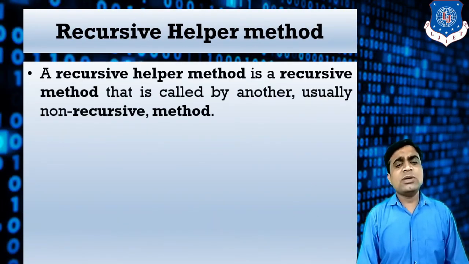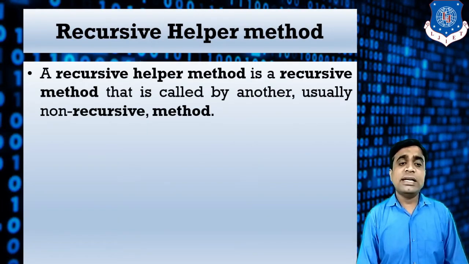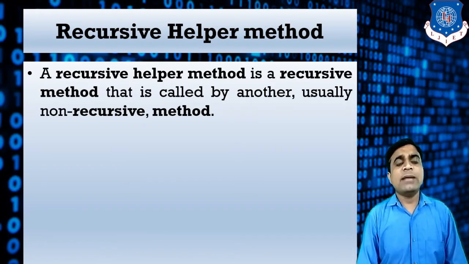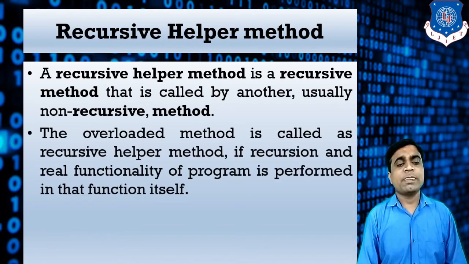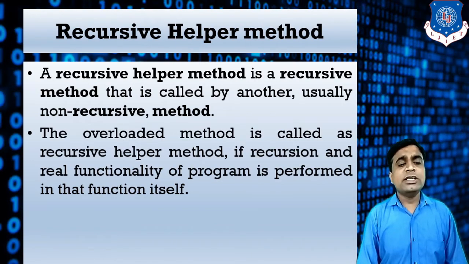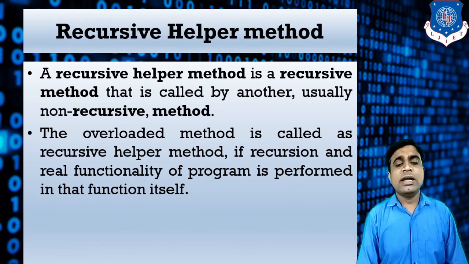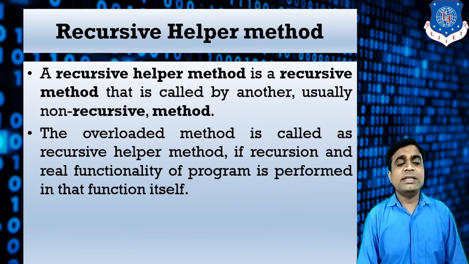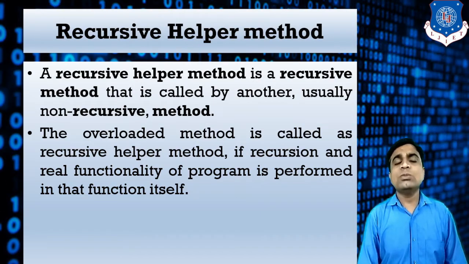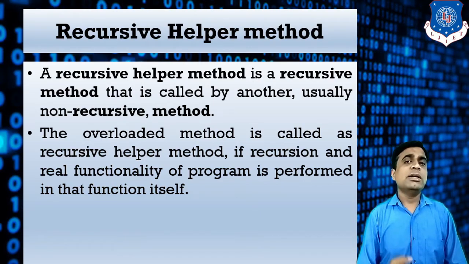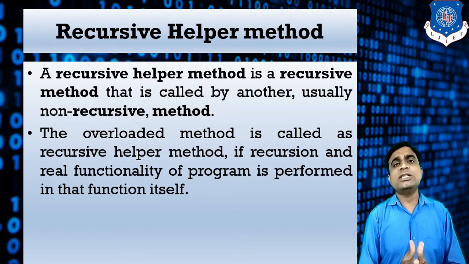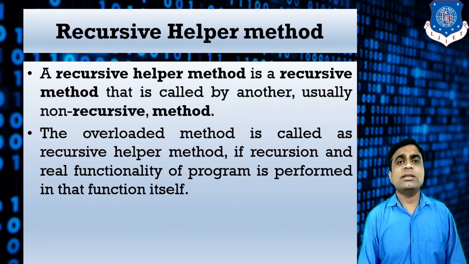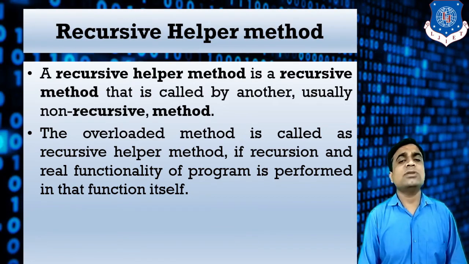So let's start the first topic, that is the recursive helper method. A recursive helper method is a recursive method that is called by another method, and usually that method is a non-recursive method. The overloaded method is called a recursive helper method, and the recursion and the real functionality of the program is performed by the recursive function itself. So mostly the recursive function is there, and we are calling that particular recursive function by using the non-recursive method. That type of functionality is known as a recursive helper method.